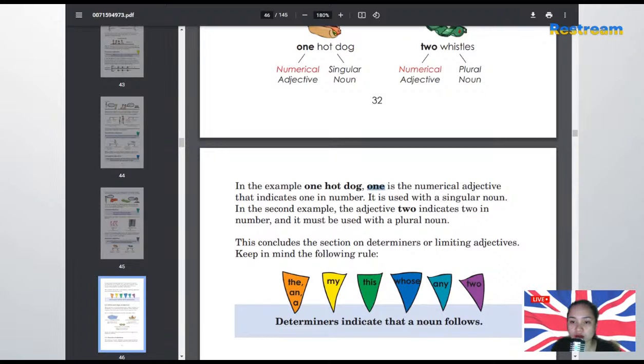For the next one, in the second example, it says that the adjective two indicates two in number and it must be used with a plural noun. You cannot use it with a singular noun, but for sure, most of the time we use it with the plural noun. We cannot say two hot dog. It should be two hot dogs because it is more than one, so it should be plural. Understood?